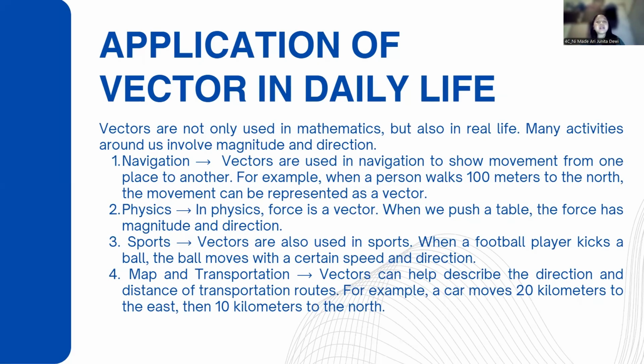And the fourth example is transformation. For example, a basic example is a car moves 20 kilometers to the east and 10 kilometers to the north, and this movement can also be described using a vector. It is the same thing. So vectors are useful because they help us to describe movement, force, and direction.